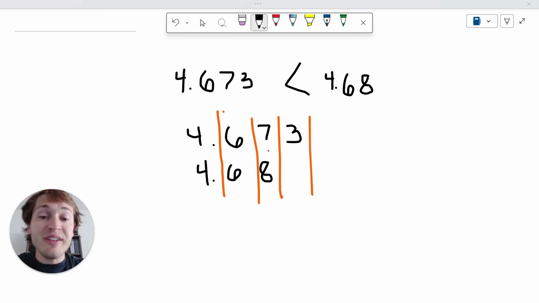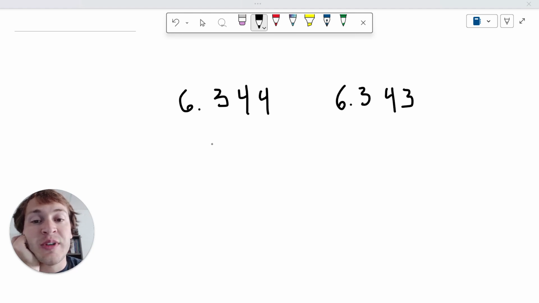Everything to the right of that place value, the 7 and 8 place value, which would be the hundredths, actually doesn't matter. 4.68 is bigger than 4.673. Even though there are more digits, it doesn't matter because when we compare numbers, we always go from the left to the right. Okay, let's try another one.